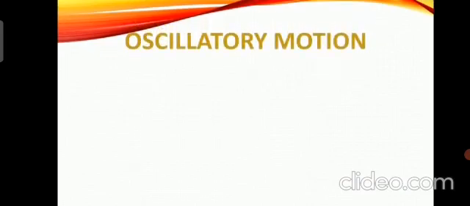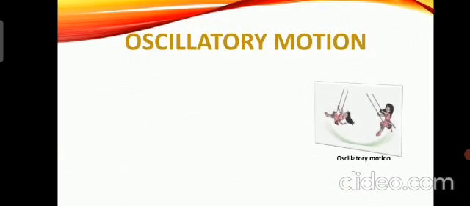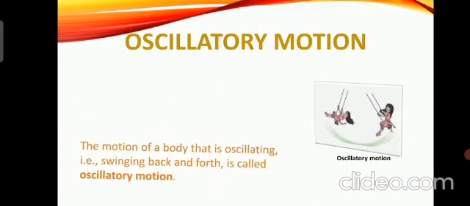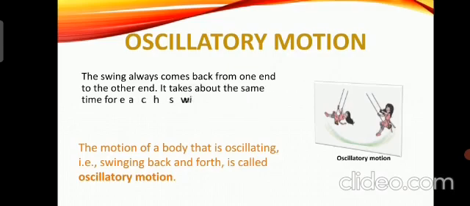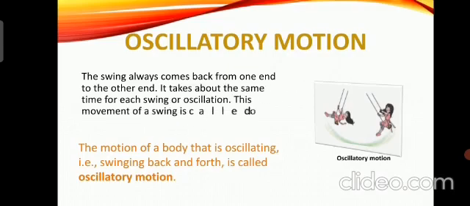Under non-linear motion, we are going to study oscillatory motion. The motion of an object swinging back and forth, that is oscillating, is called oscillatory motion. For example, the movement of a pendulum of a clock, the wings of the birds, the needle of a sewing machine, the vibrating diaphragm of a tabla or a drum are examples of oscillatory motion.